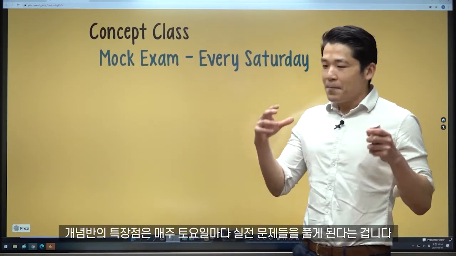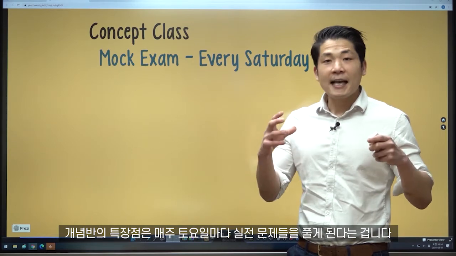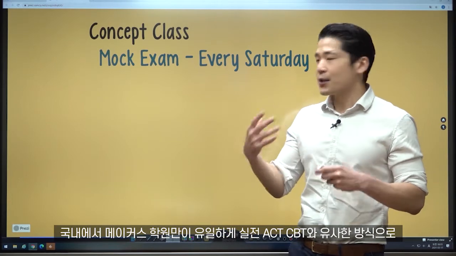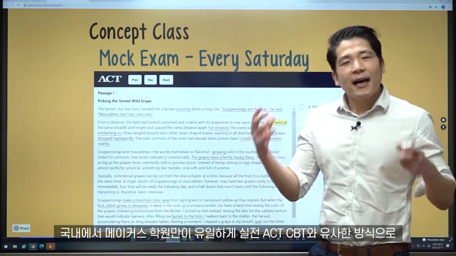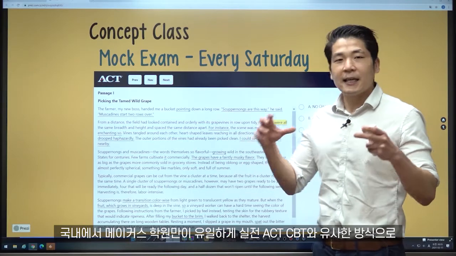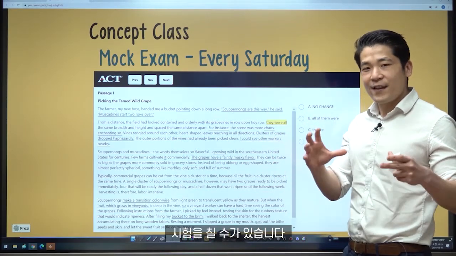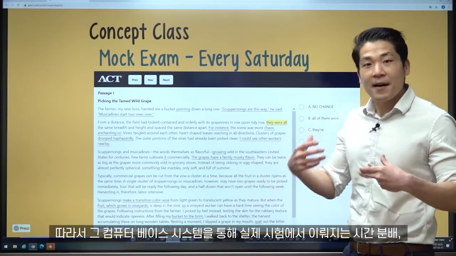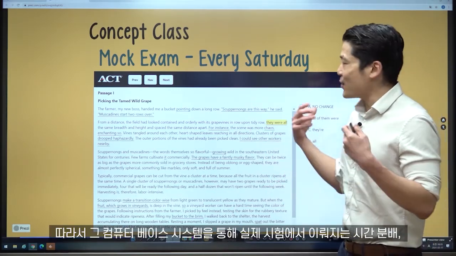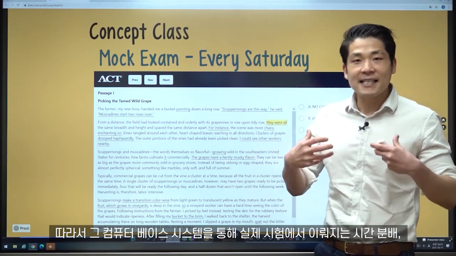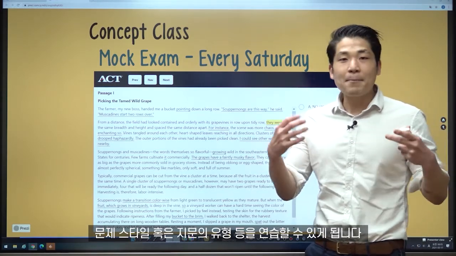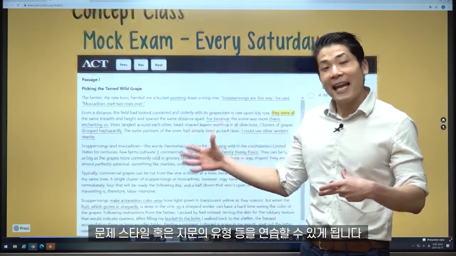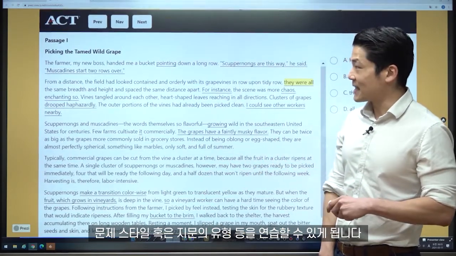Also, the great thing about this class is you'll be practicing an actual test every Saturday. We're the only hagwon in Korea that offers a computer-based test that looks and feels like the actual ACT computer test. So you'll be practicing from that computer system, so that you get the sort of practice that you need in terms of time management, the styles of questions, and the types of reading passages that the ACT will ask for this test.